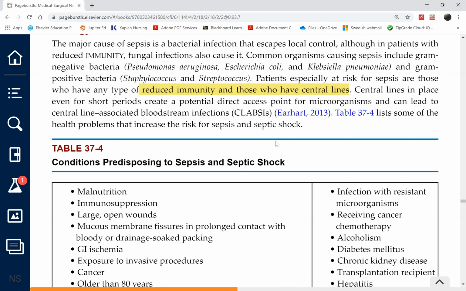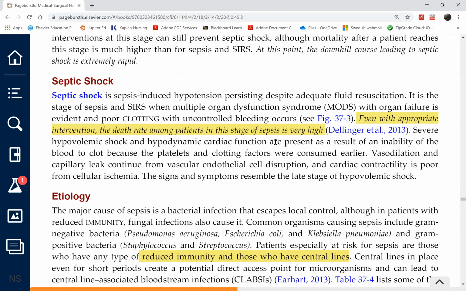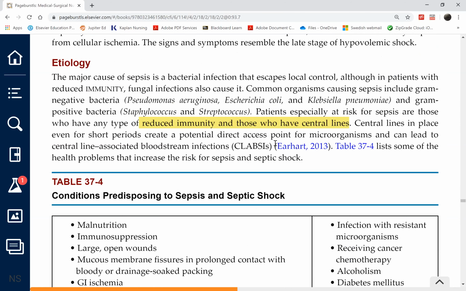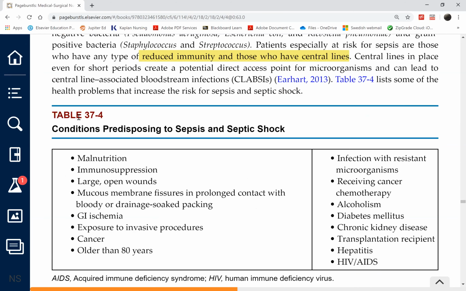Was it easy or hard to manage sepsis? Hard, very hard, very deadly, right? So therefore, we have to prevent it. So which patients will we prevent sepsis in, or who will we monitor for the development of sepsis? These conditions listed in table 37.